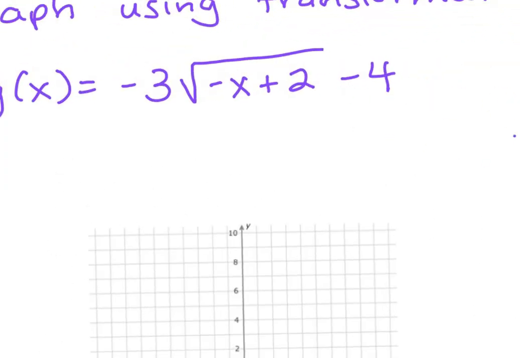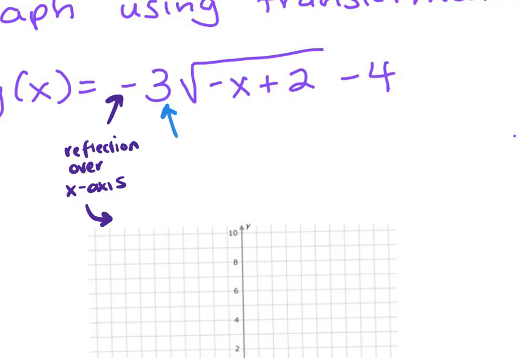All right, in this example, you've got -3 square root of -x plus 2 minus 4. So we're going to take this apart. The negative on the front is a reflection over the x-axis. So it's going to take this square root and flip it upside down so it would point down. The 3 is a vertical stretch or a vertical dilation by a factor of 3. So remember, on the outside, we leave the factor alone.